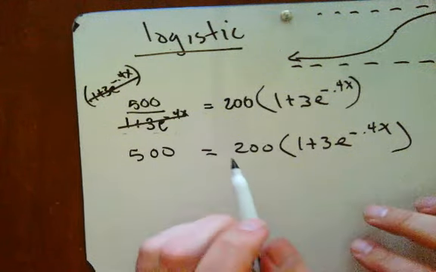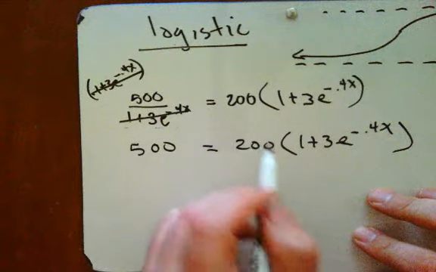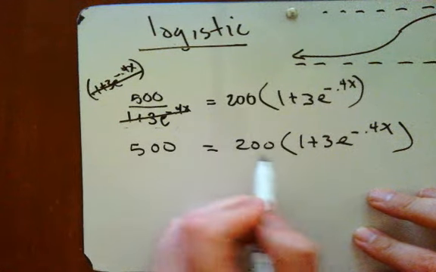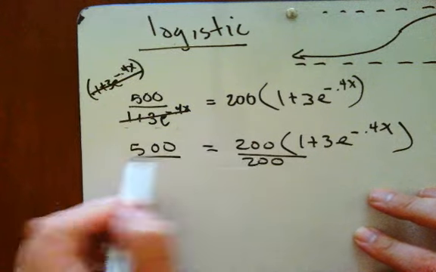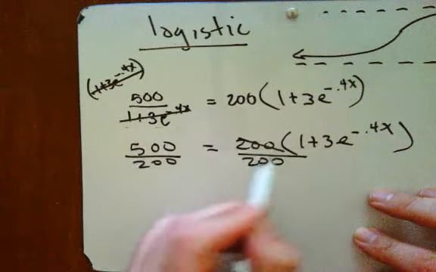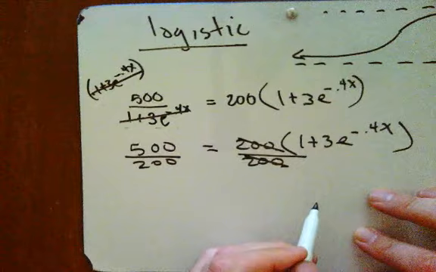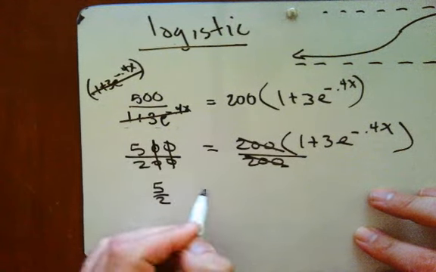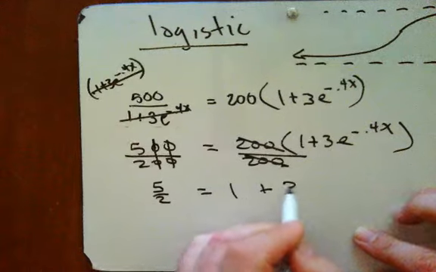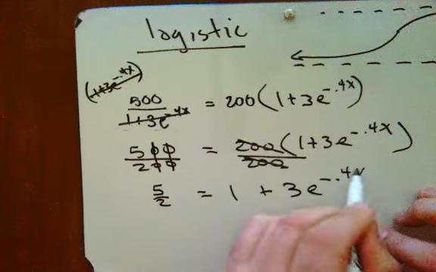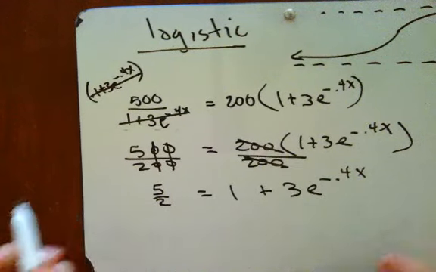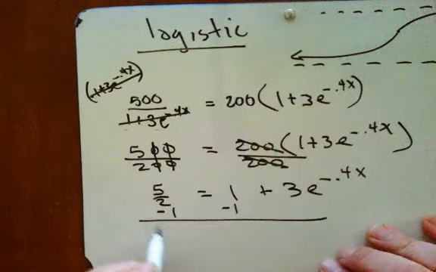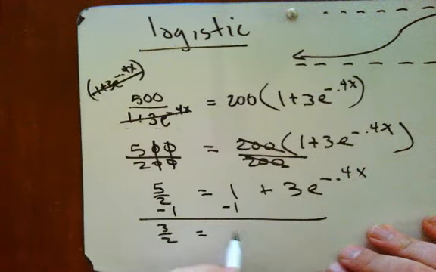Now on the left-hand side, this cancels that, leaving me 500. And on the right-hand side, I have 200 times (1 plus 3e to the negative 0.4x). Some students at this point like to distribute. I do not like to distribute. You should still get the same answer, but you're going to be dealing with bigger numbers than I am, because since this is attached to this with multiplication, I'm going to divide both sides by 200.